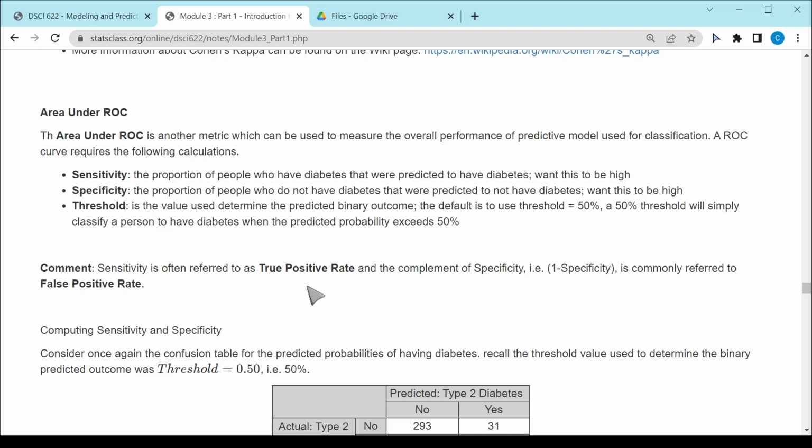Sometimes sensitivity is just referred to as the true positive rate. So of those that have diabetes, how many did I predict to have diabetes? That's sensitivity. Specificity, which is much harder for myself to say, is the proportion of people who do not have diabetes that were predicted to not have diabetes. So we want that to be high as well. The threshold value is used in constructing an ROC curve. And that is the 50% here is what we're going to use, at least initially.